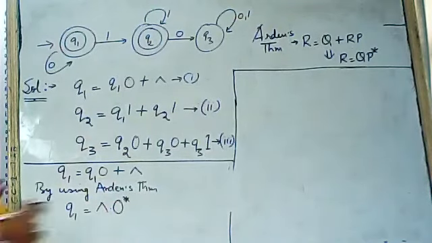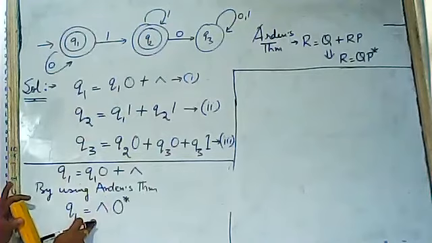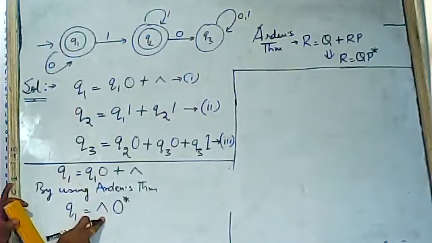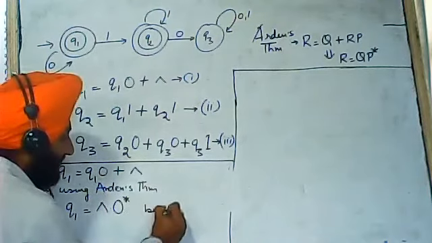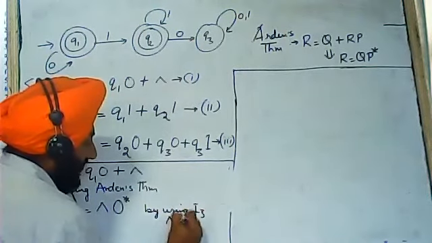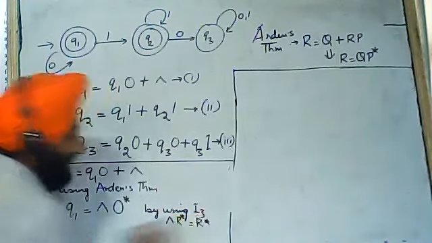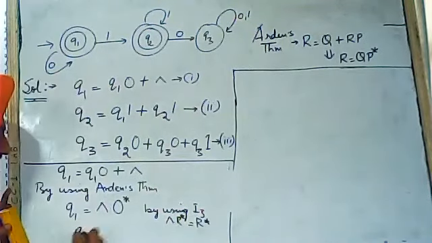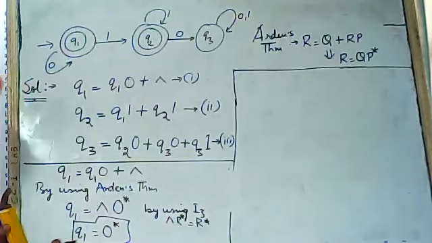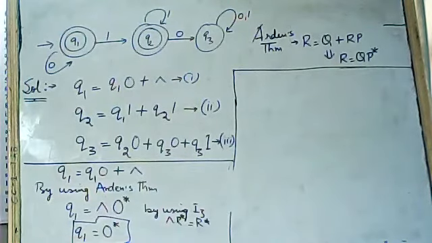Again, here you need to apply I3. Why am I applying I3? Because you can't include null in your regular expression. So by using I3, which is null dot R star is equal to R star, you will get Q1 is equal to 0 star. So here you have the equation Q1 is equal to 0 star, the only regular expression, right?